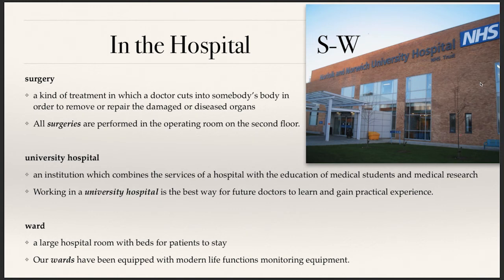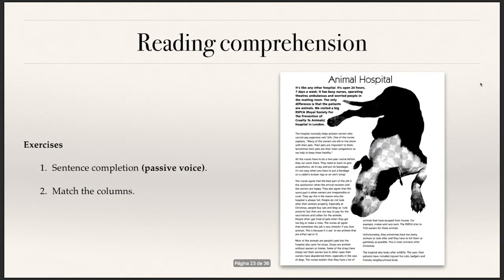Okay, so these are going to be the words that you use for the activity that you have online. I'm going to continue with the reading comprehension task. In this task, you're going to have to complete some sentences. That's why it says sentence completion, in which you have to use passive voice. Another task is the one in which you have to match columns.